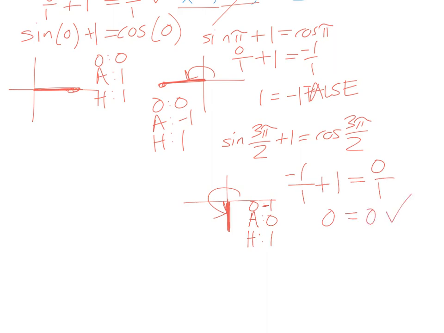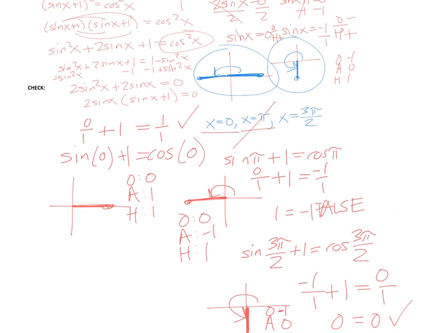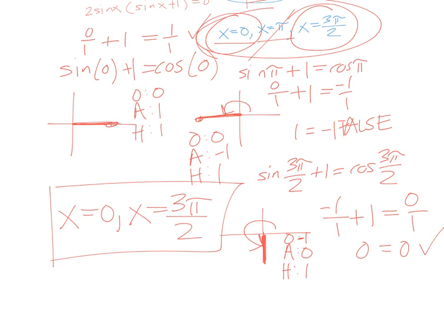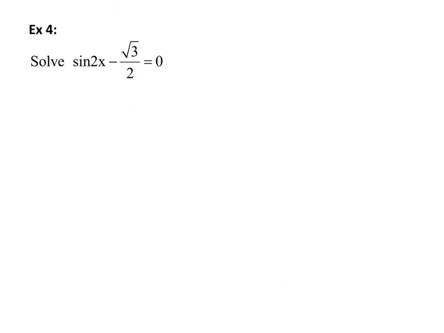Okay, so from the 3 answers that I ended up with, only 2 of them are actual answers after checking if they're extraneous or not. So here's your solution. x equals 0 and x equals 3 pi over 2. Okay, let's do one last example.